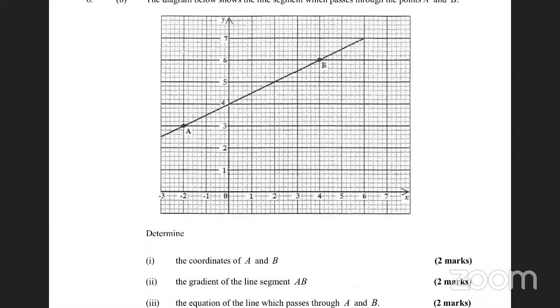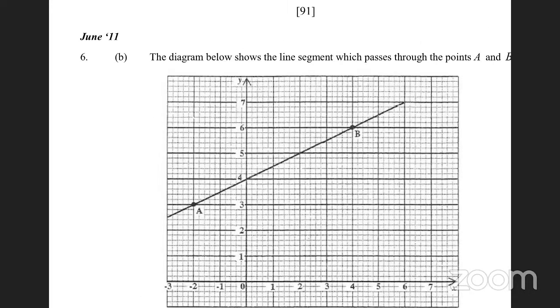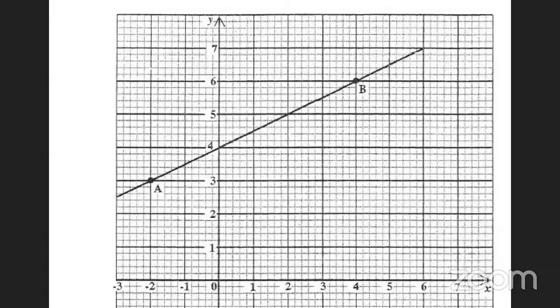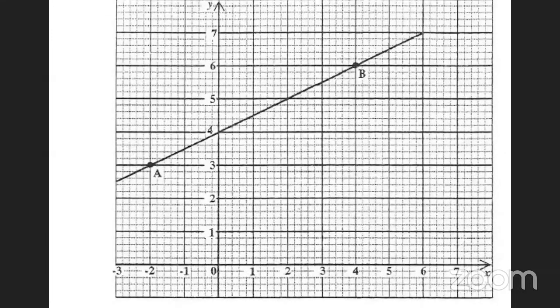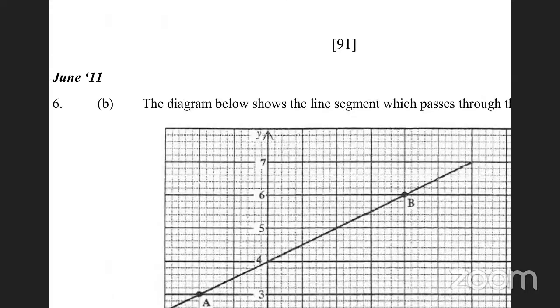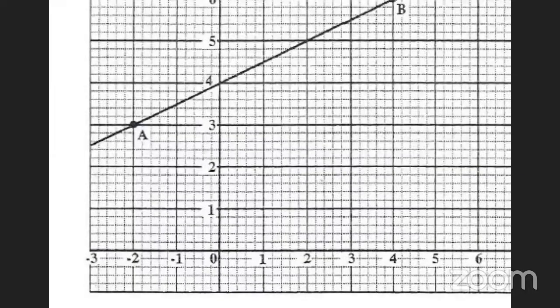Right? We'll do this one quickly and together. June 2011. The first part is what is A and B. I'll give you the top. A is how much? Minus 2, 3, and B is how much? 4, 6. Write it down. 2011, number 6B. A is minus 2, 3, and B is 4, 6.